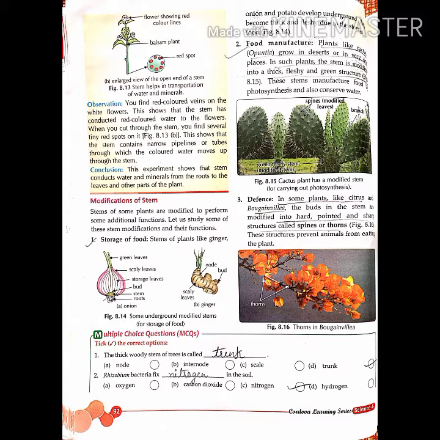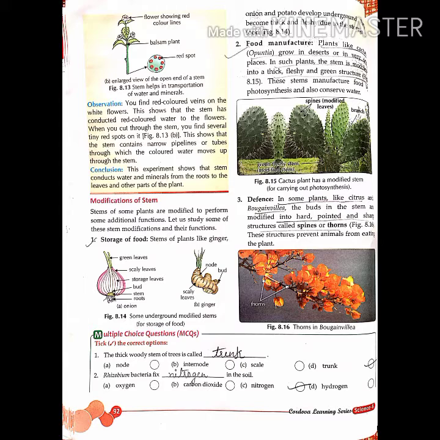Okay. Now third, the last one, defense. In some plants like citrus and Bougainvillea, the buds in the stems are modified into hard, pointed and sharp structures called spines. So they also act as a defense purpose.